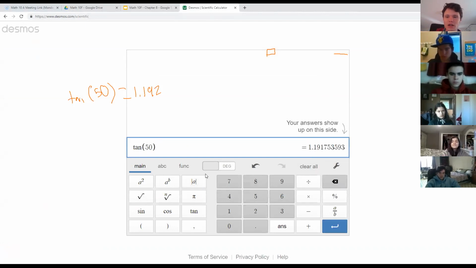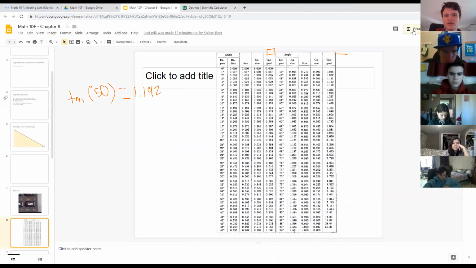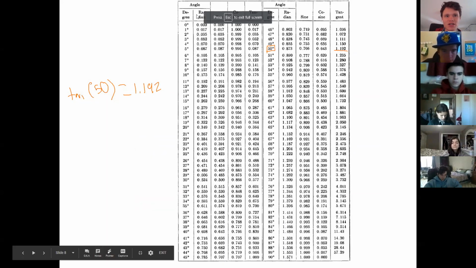Okay. So far, we're just getting used to the idea that tangent is a function. I can plug in a number and it will spit out another number. If I get tangent 20, it'll spit out 0.3639, or 0.3640. If I use this chart and I go to tangent 20, I found tangent 20.